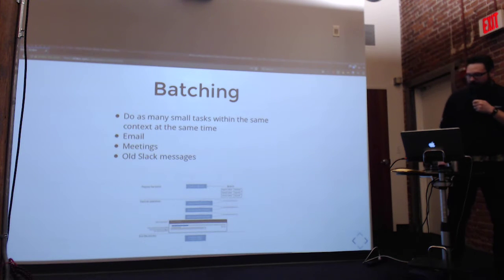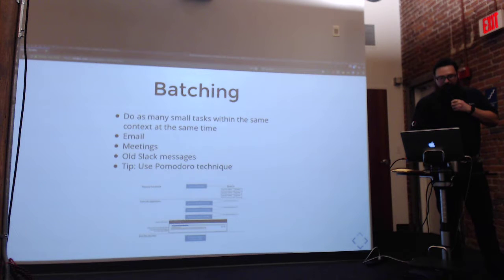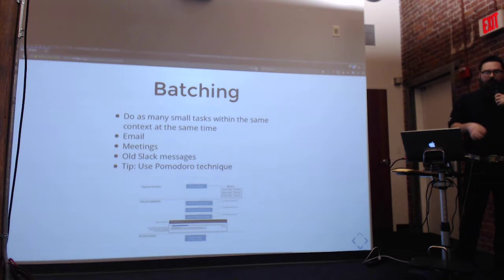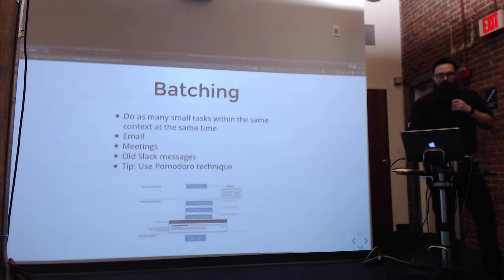Then we've got batch API down there because Drupal. The tip for this is to use the Pomodoro Technique. When I was mentioning my Pomodoros earlier, I don't count this sort of stuff, but the Pomodoro Technique can still help you get through all your emails and old Slack messages, etc., faster and more effectively.